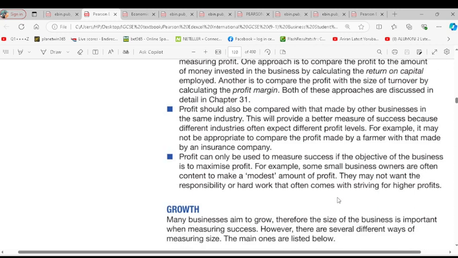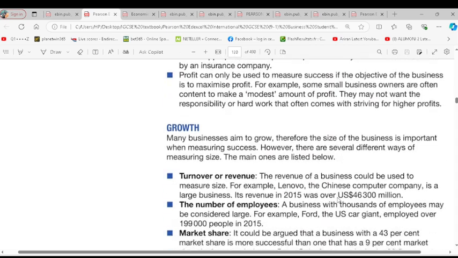And the last one: profit can only be used to measure success if the objective of the business is to maximize profit. So, when you are using profit as a yardstick of measuring success, it would mean that your main objective is to maximize profit. If not, there are other factors. You have to think about customer satisfaction. You have to think about expansion. You have to think about all these things. They are measures of success. You have to think about your market share. So if the objective is to make profit, then you can only use profit as a measure of success. Is it clear? Any question about profit there?